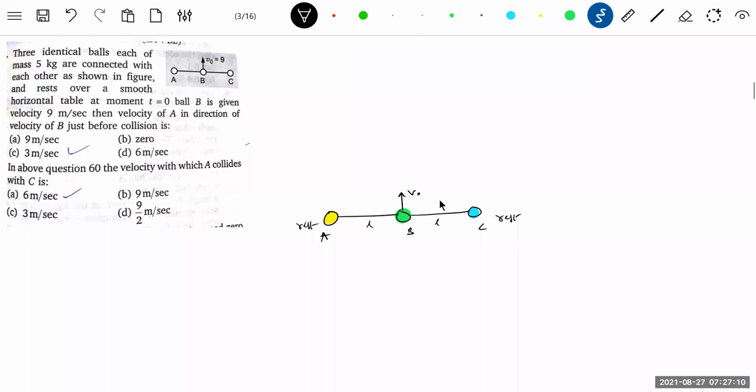So where is the string now? Now he's asking: find the velocity of A in the direction of velocity of B just before collision. What actually happens here? After some time, what do we see? We see a situation where they are at rest.